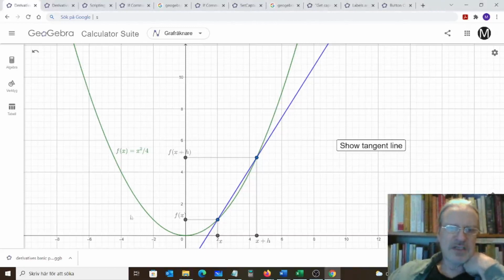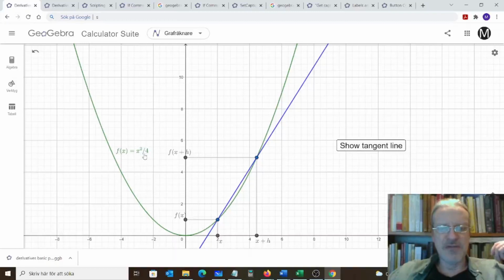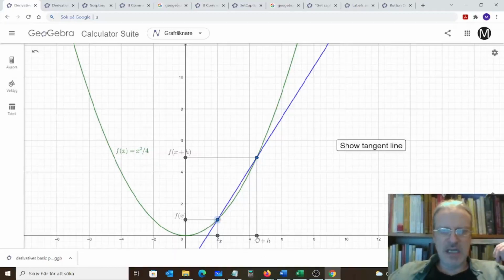So I have some kind of function. In this case, f of x is x to the power of 2 divided by 4. I chose that one because it makes a nice graph to work with. And I have some value for x. I can move this part here. And I pick a point a bit away. Say we call the distance from x to that next point h. So the next point will be at the coordinate x plus h. If I plug in x to my function, I will get f of x. And if I plug x plus h into our function, we get f of x plus h.